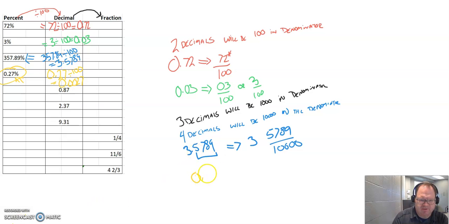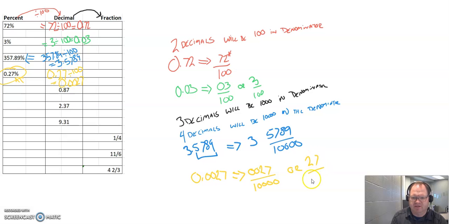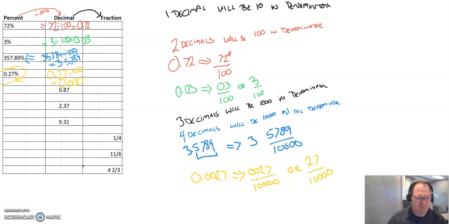Although the 0.0027 looks quite a bit different, the fact of the matter is there's 4 decimal places, and the rules are the rules are the rules. They do not change. So it's 27 over 10,000. So 1 decimal will be 10 in the denominator. So for example, if you had 0.9, it would just end up being 9 over 10.